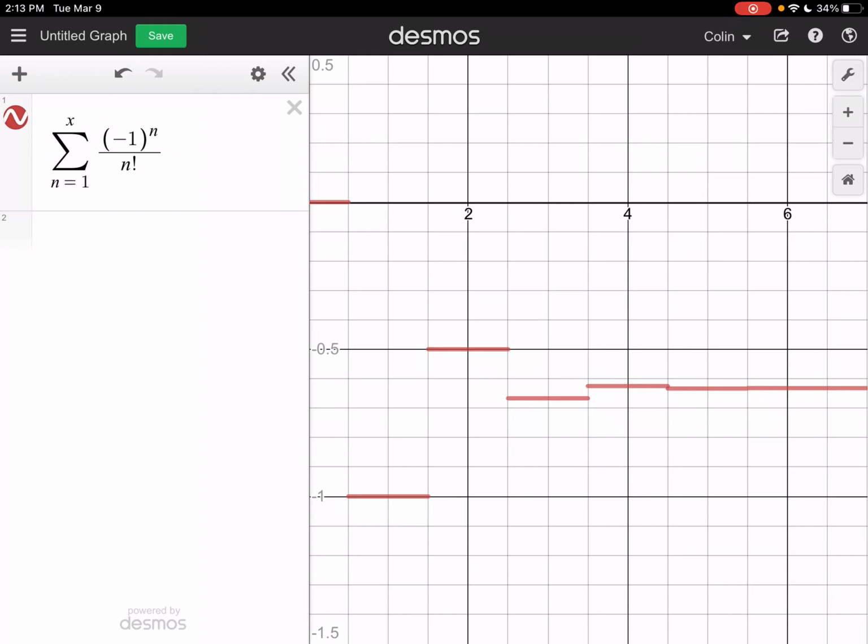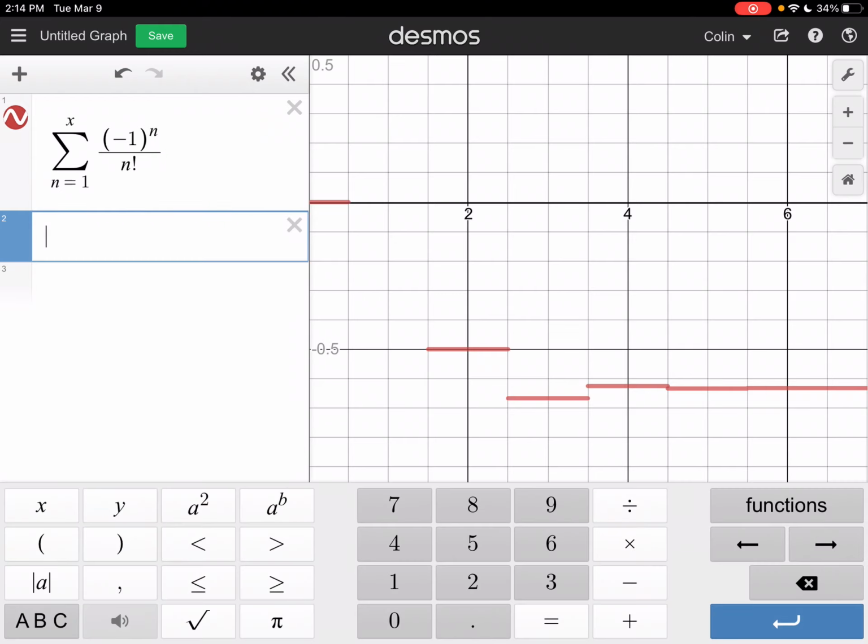So I know that if I were to plug in n to this, (-1)^n over n factorial, for an even n I would get a positive number. So for any even n value, I'm adding, so I know it's going to be greater than the previous step. And actually, we can see with this one that it does converge to a very nice number.